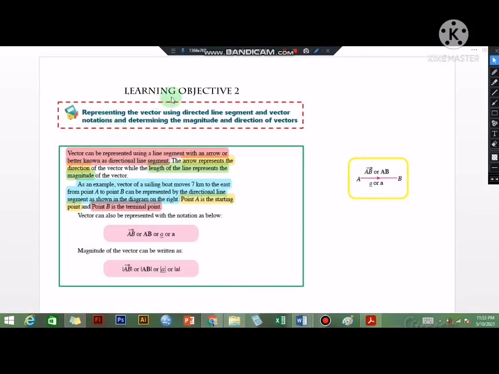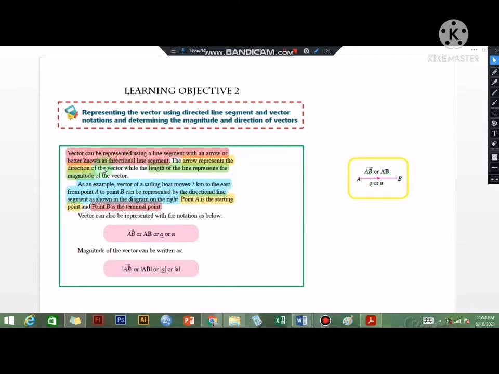Class, for learning objective number 2, let's look at the box here. A vector can be represented using a line segment with an arrow, or better known as a directed line segment. The arrow represents the direction. So from here you will know that it is from A to B.